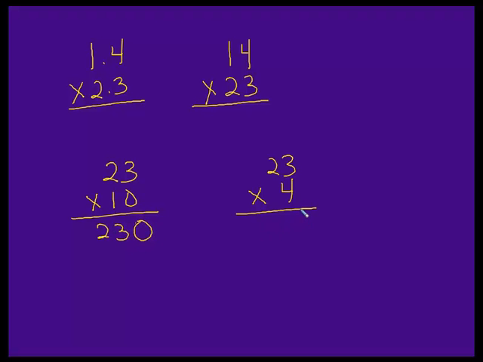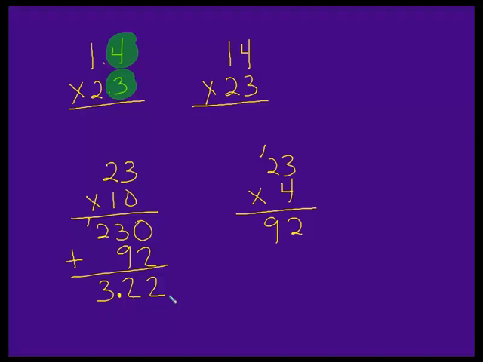And 23 times 4, 4 times 3 is 12. Regroup with our 1. 4 times 2 is 8, plus our 1 is 9. Now we will add our two products together. 230 plus 92. 0 and 2 is 2. 3 and 9 is 12. Carry our 1. 1 and 2 is 3. And then you go through the same process. You look and see how many are behind the decimal. 1, 2. So we're going to make sure 2 are behind the decimal in our final product.